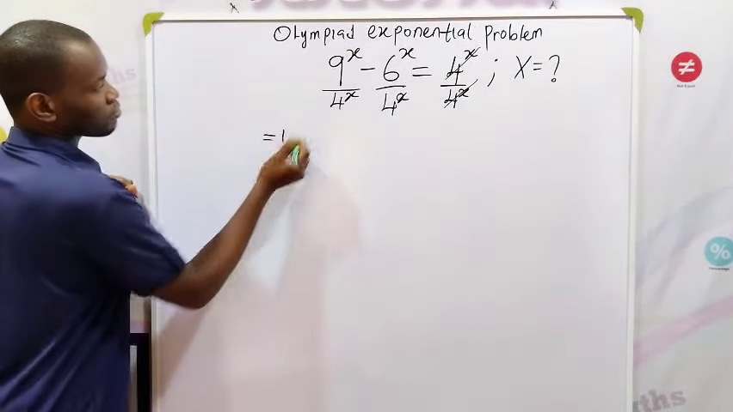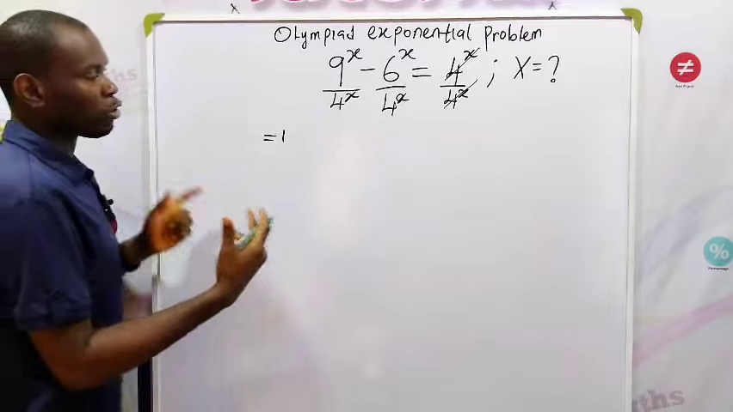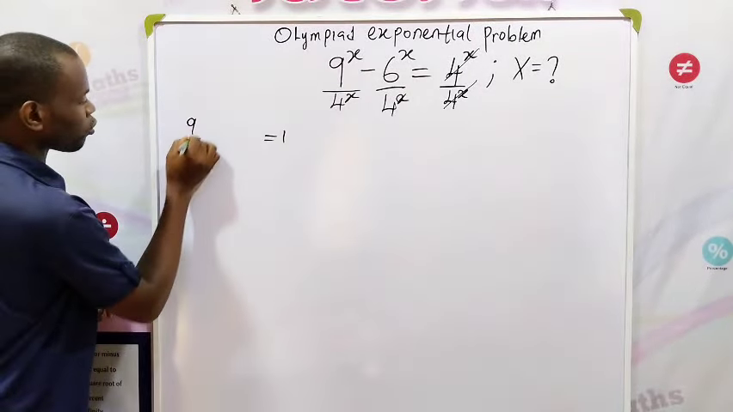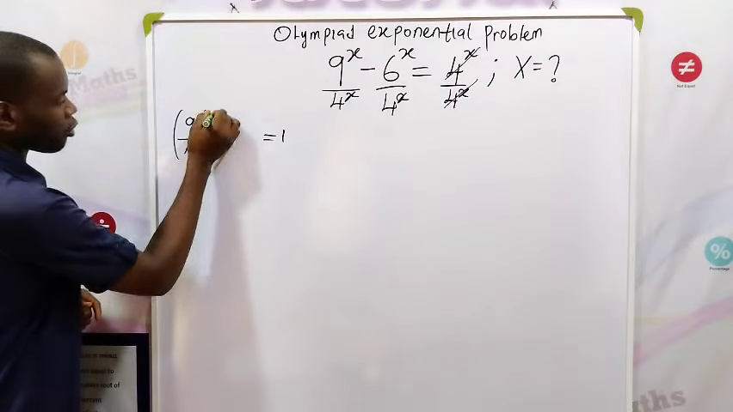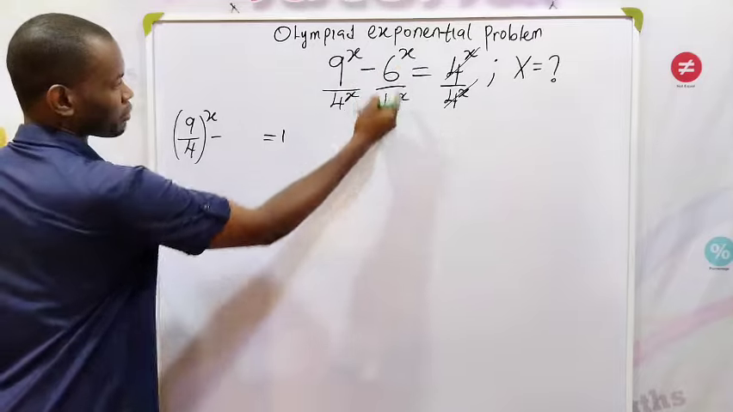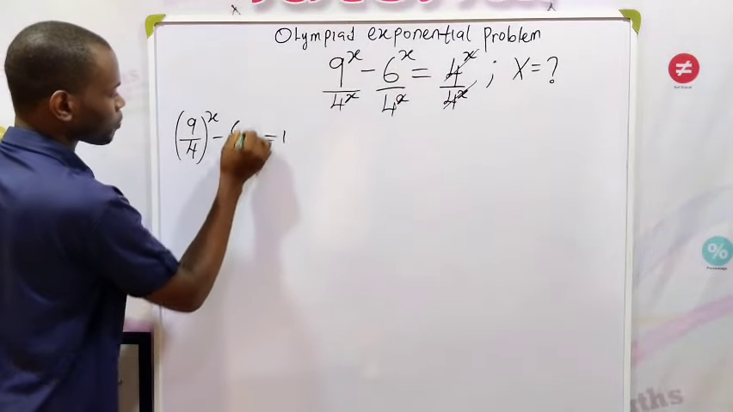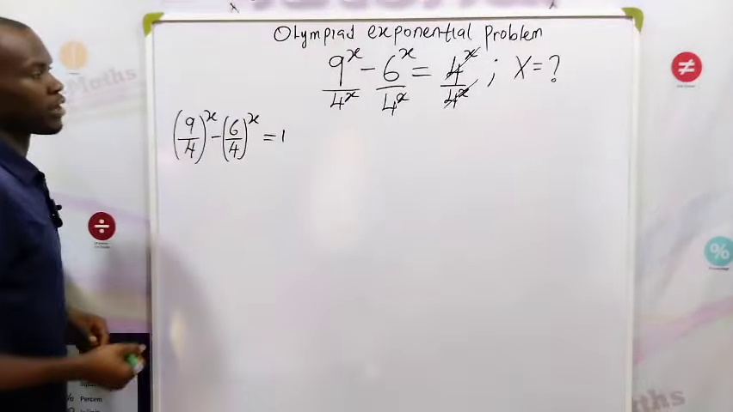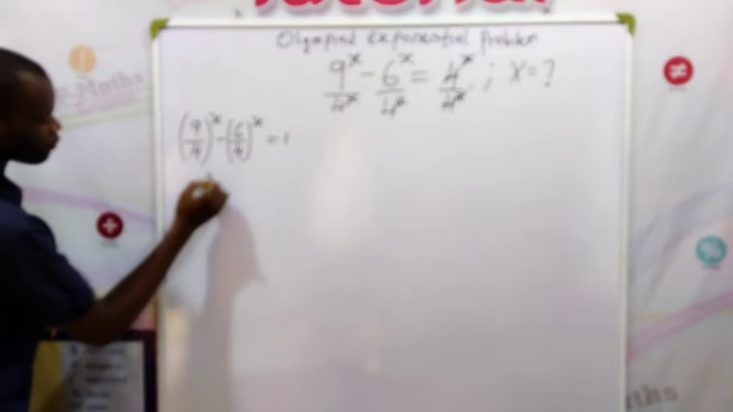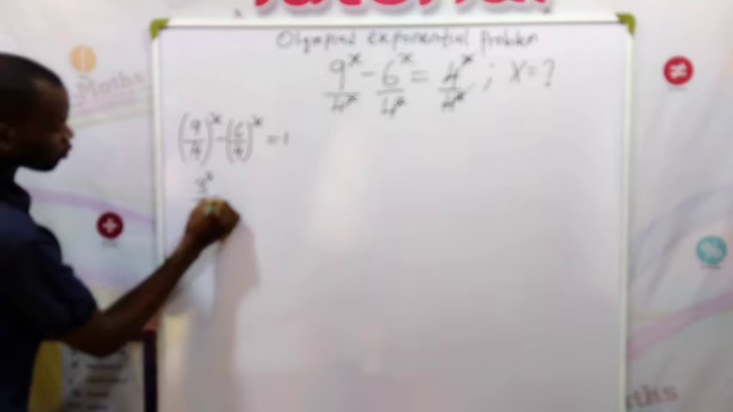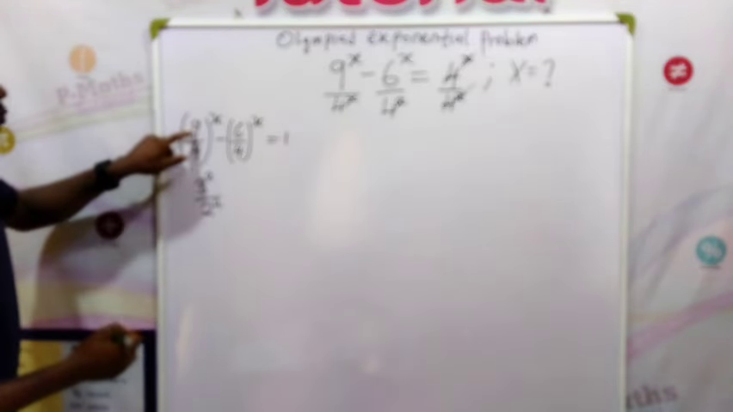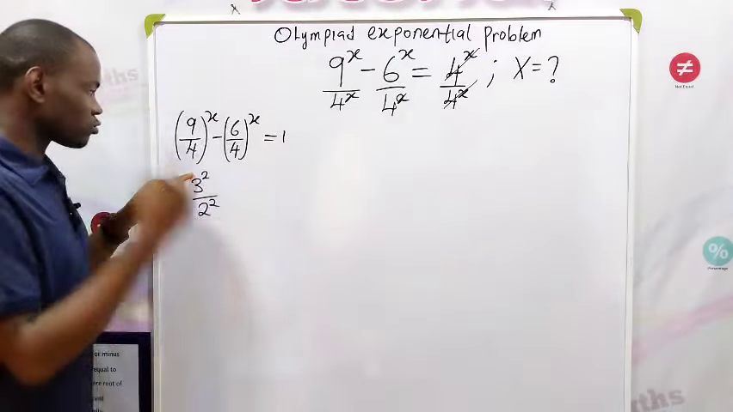We have 1. Then for this, let's apply the law of common powers, common index. We are going to be having 9 over 4 all raised to the power of x, since their powers are the same, minus the same thing happens here. We have 6 over 4 all raised to the power of x. Now let's write this as 3 raised to the power of 2 over 2 raised to the power of 2. The index of 4 is 2 power 2. The index form of 9 is 3 power 2.